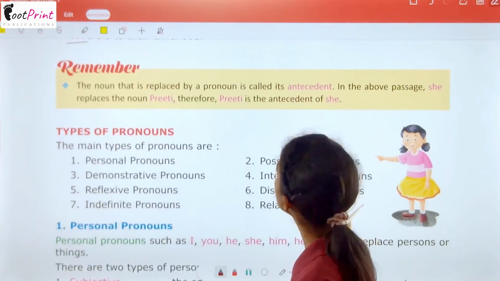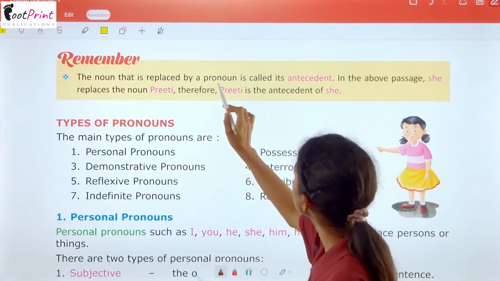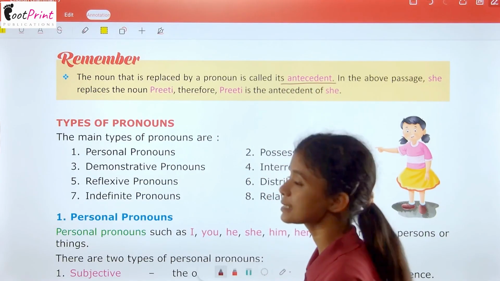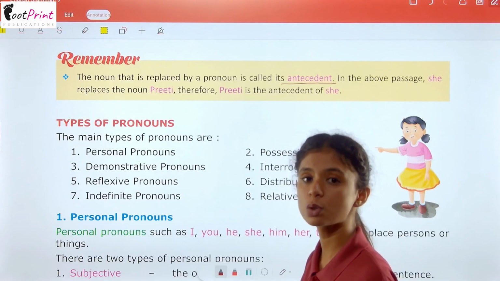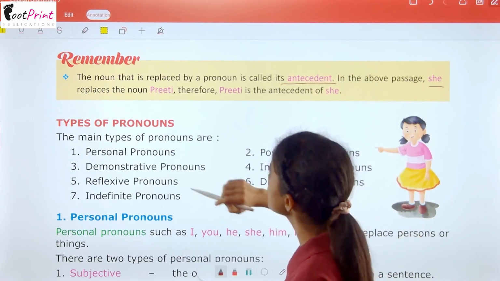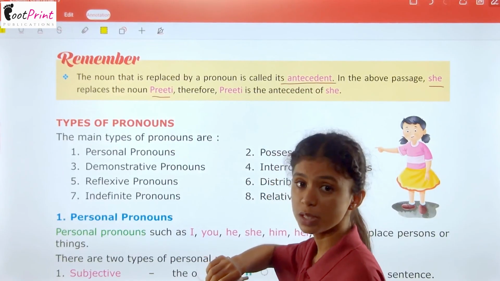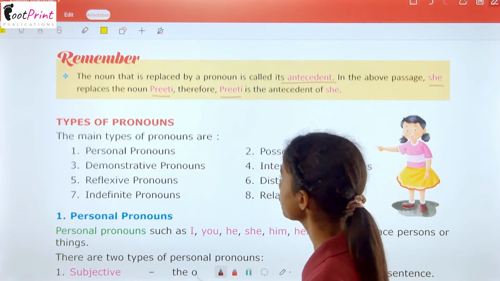Okay? Now, there is a point that you should remember. The noun that is replaced by a pronoun is called antecedent. So, the noun that we have replaced by a pronoun is called the antecedent. In the above passage, she replaces the noun Preeti. So, therefore, Preeti is the antecedent of she.